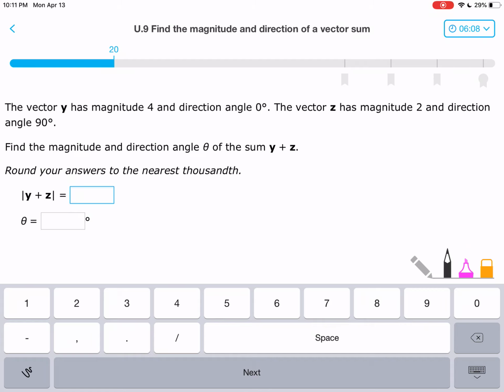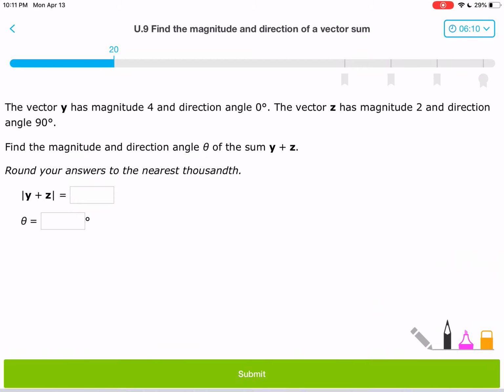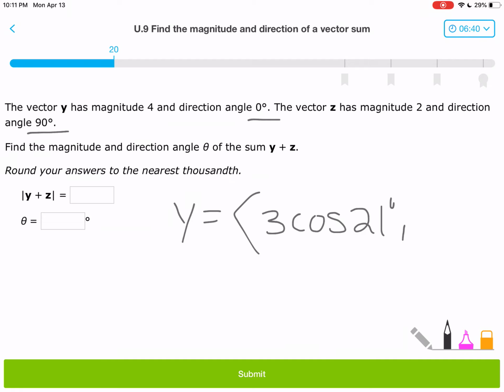When you get up to higher levels of IXL, you might suddenly get problems where you don't have perfect angles like this. These zeros and 90 degrees are really convenient because they make it really easy to convert to component form. So just a quick note, when you get to some of the more advanced problems, what you might need to do instead, let's say just as an example you had vector y, with a magnitude of 3 and a random angle of like 21 degrees. Obviously we don't know some easy answer for what this is.